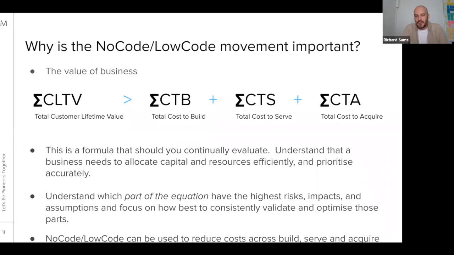So it's a formula we use. We call it the value of business equation. And I think it's a really interesting one that anyone who's starting a business or looking to launch with an MVP needs to have a good grasp of, and think about those different areas and work on the priorities of those 3 sections.